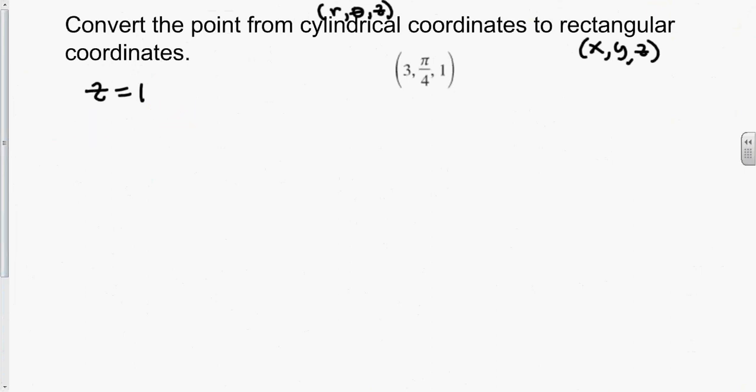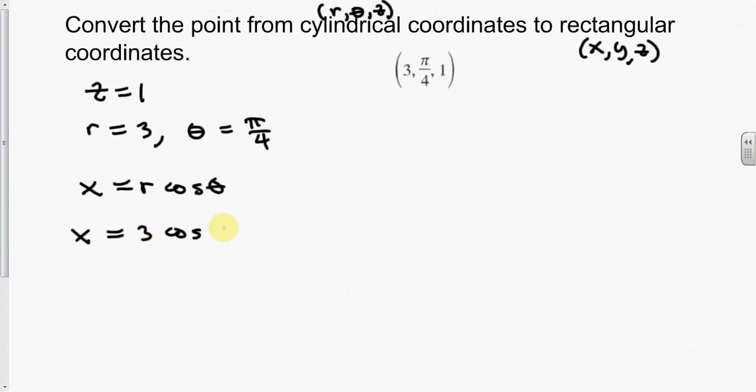Now it says that r is equal to 3, and theta is pi over 4. Since we know that x is equal to r cosine theta, I think we can get it. So x is equal to 3 times cosine of pi over 4. We just had the cosine of pi over 4. That's just 1 over the square root of 2. So x is equal to 3 times 1 over the square root of 2. It doesn't matter how you simplify it. I just say 3 over the square root of 2.